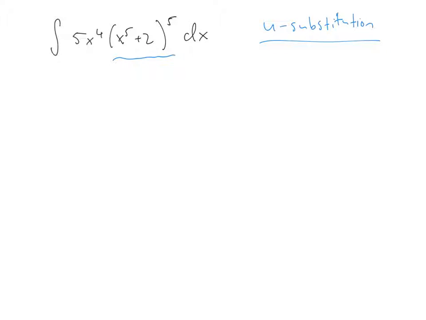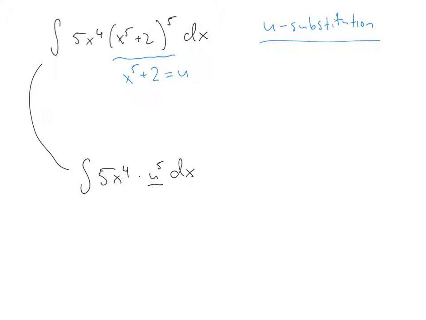So the first thing we'll do is take this x to the fifth plus 2, and we'll turn it into a simpler variable called u. So that allows us to rewrite the integral as 5x to the fourth times u to the fifth dx. So that's good. This new thing here looks simpler than the one above, but we have a couple of problems. First problem is this, that we have two variables.